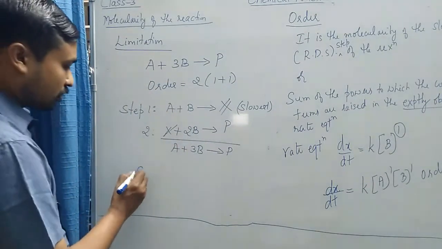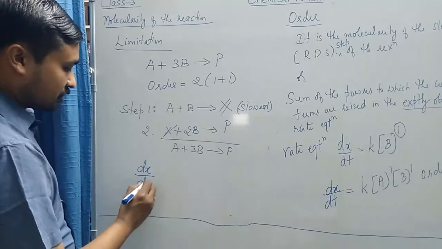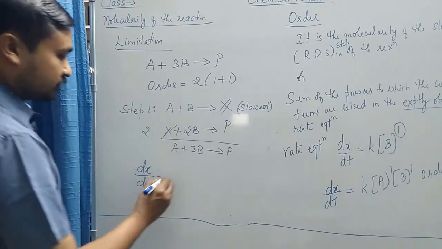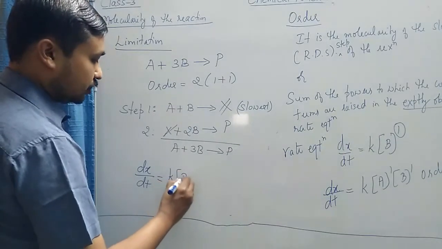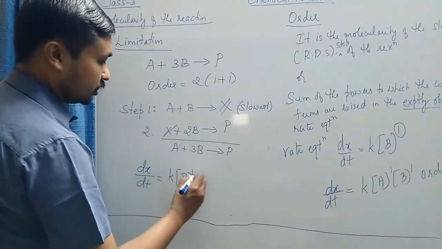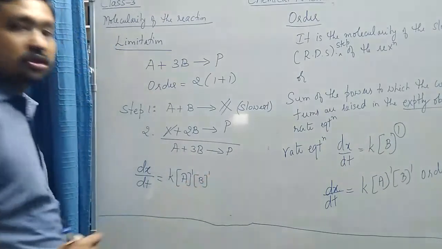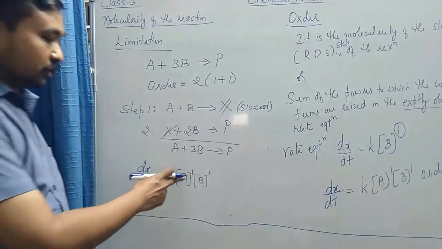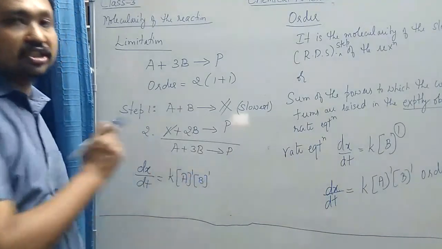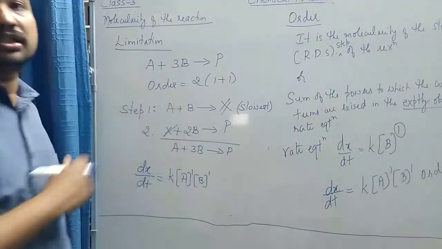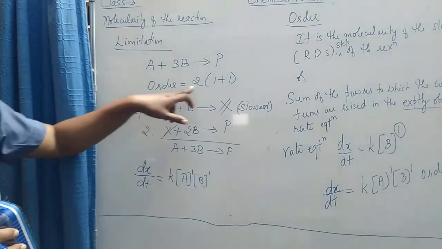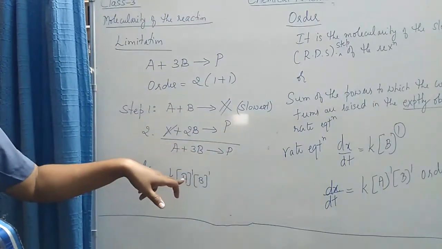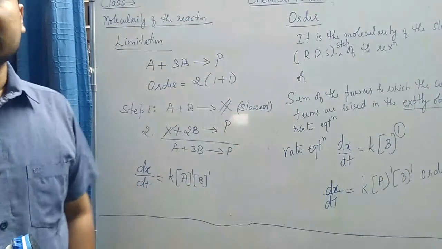So the overall rate of the reaction should be written by looking at the rate determining step, that is dx by dt is equal to k into A to the power 1 into B to the power 1. So what is the order of the reaction? Order of the reaction is 1 plus 1, that is 2. That is 1 with respect to reactant A and 1 with respect to reactant B. That is nothing but the experimentally obtained order. So this mechanism is possible to explain the second orderness of this reaction.